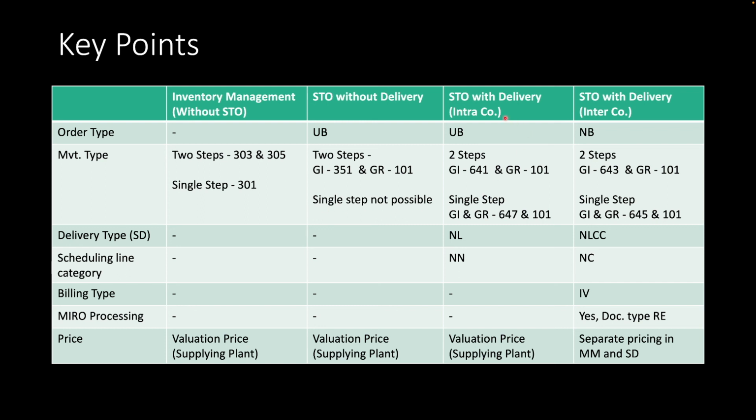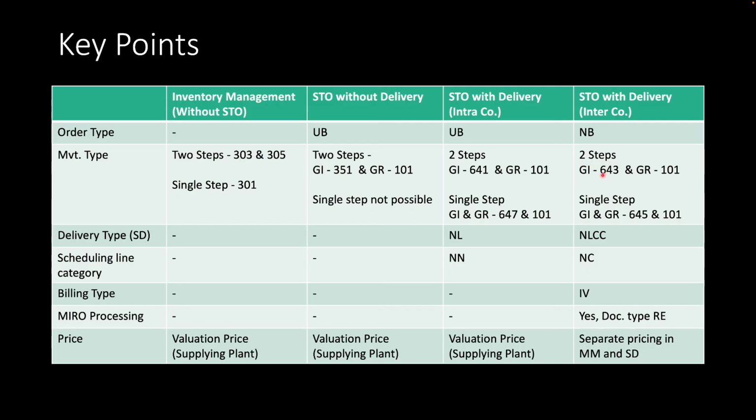For STO with delivery, in case of intra-company code, if you want to follow the two steps, then the goods issue will happen through movement type 641 and goods receipt will happen through movement type 101. And if you are following the single step process, then goods issue and goods receipt will happen simultaneously with movement type 647 and 101 document.